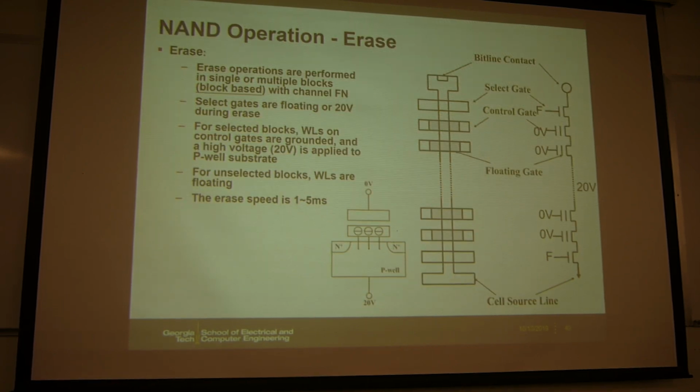Okay, so let's look at erase first. As I just said, the erase is performed in the unit of block, like single block or multiple blocks. So it's block based, and it's based on the channel FN tunneling. So what you want to do here, erase, again, these electrons need to go out. So what you can do is to apply 20 volts to the substrate and ground the gate. So electrons will tunnel through.